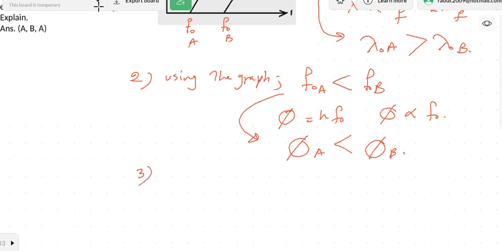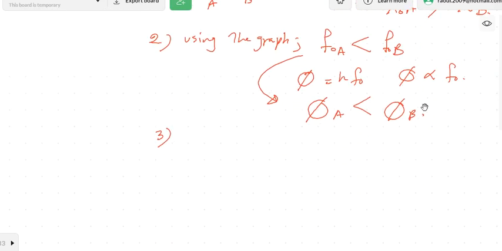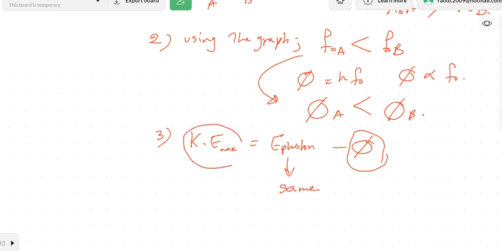Number 3. As you see in this graph, we don't have calculation, but they are checking our understanding. So from which metal will the electrons be emitted with more kinetic energy? As I told you before, to study kinetic energy, we need to go back to Einstein's equation. What's Einstein's equation? Kinetic energy maximum equal E photon minus work function. If the same light is used, the only factor which affects the kinetic energy is the work function.